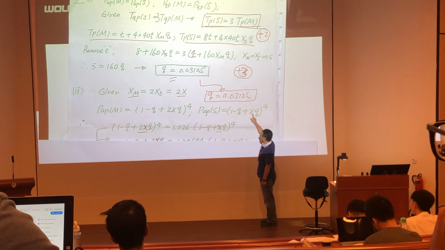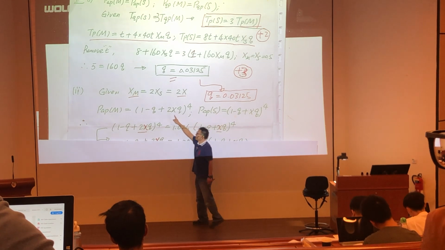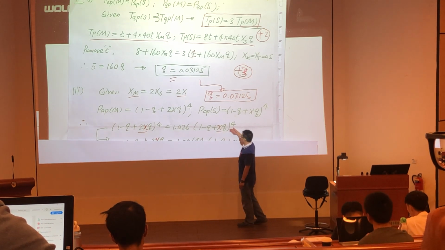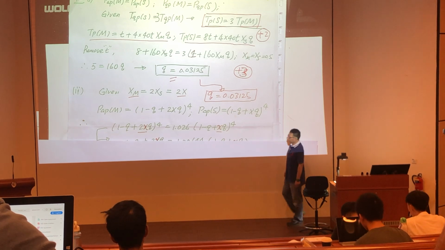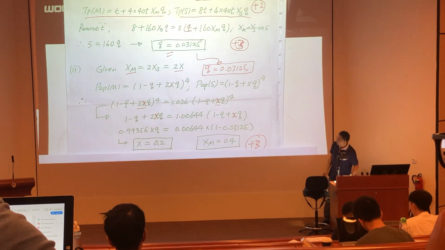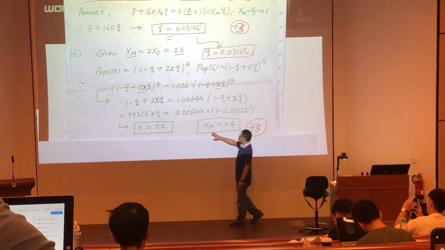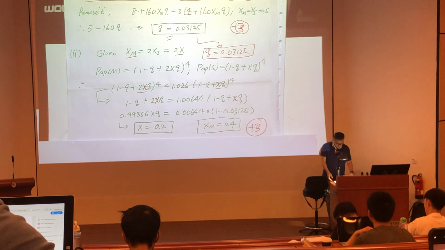And now we have, for single station, M equals to x, for multi-station it is 2x. We substitute this into this, and we have this relationship. We can find the x, I believe. So eventually you will get the value of x 0.2. So for multi-station machine it should be 0.4.